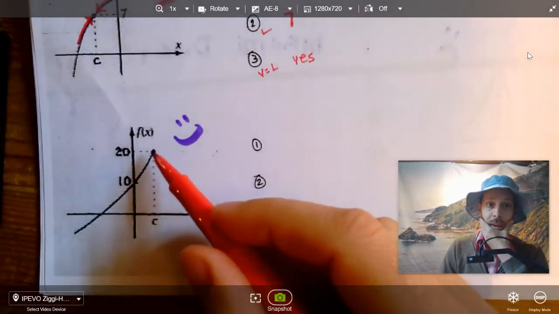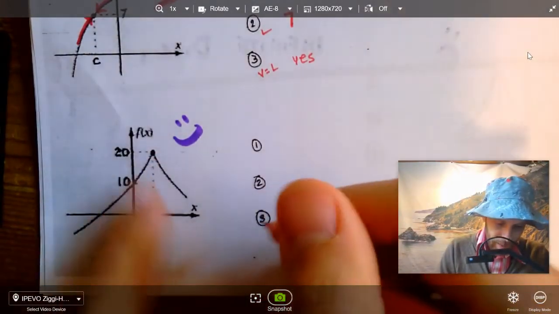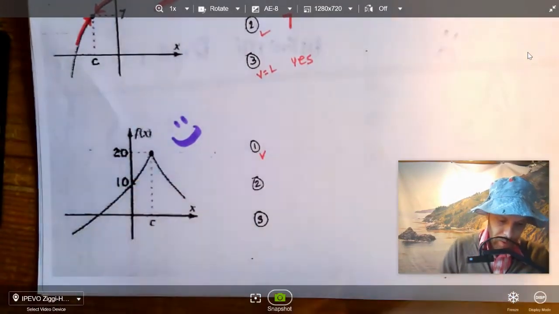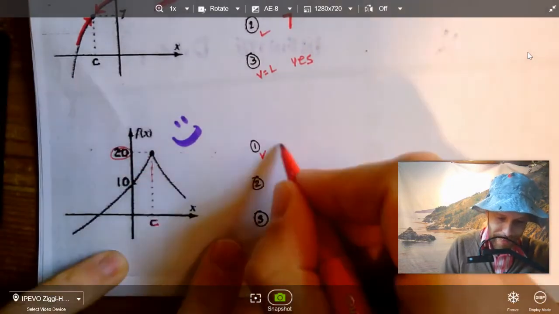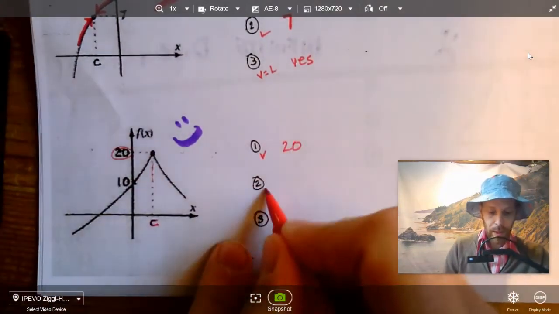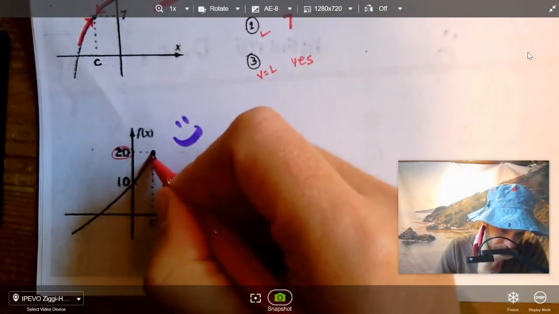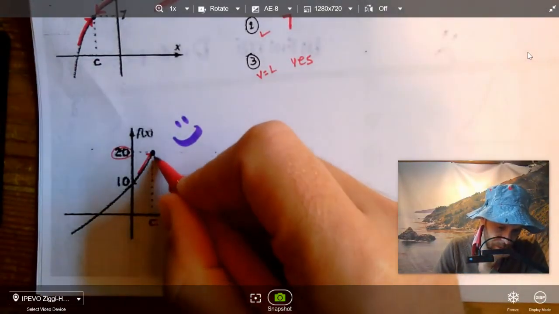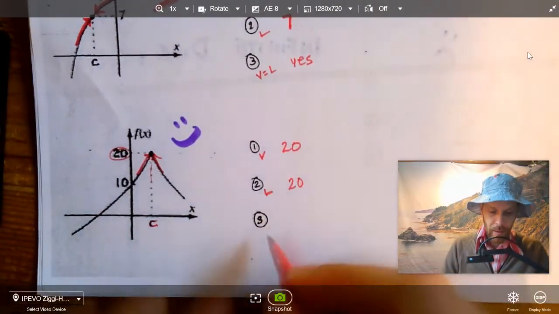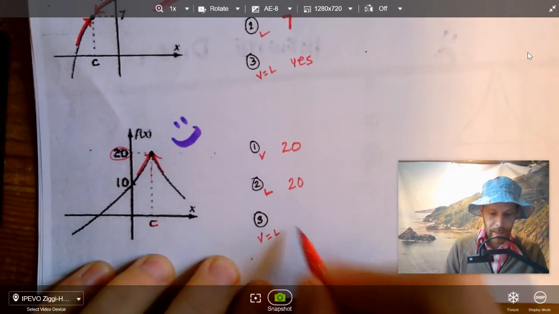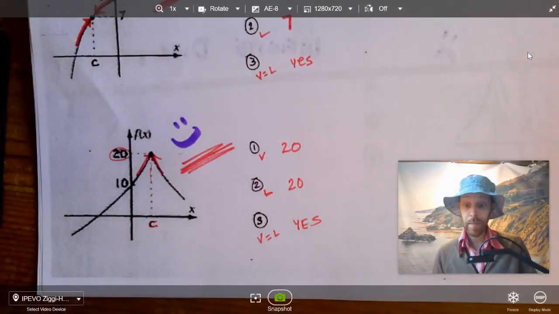Likewise, look at this one right here, the one with the little pointy guy. On this one, if I asked you what is the value, you'd say, well, when I plug in C, I get 20. And if I said, what's the limit? You would say, well, from this side, it's getting close to 20. And from this side, it is also getting close to 20. So the limit is 20, which means is the value equal to the limit? Yes. And we have ourselves continuity.